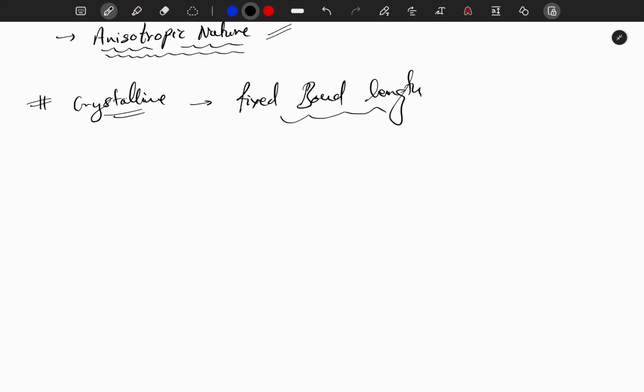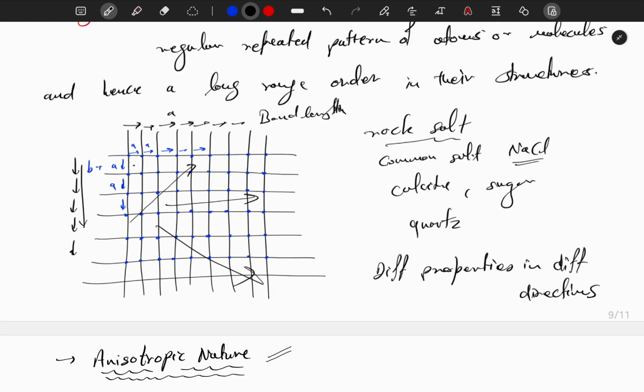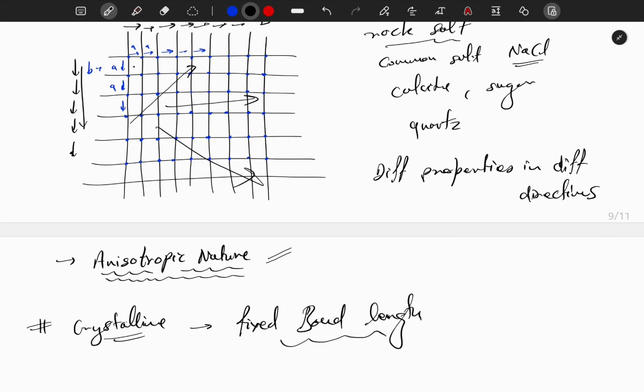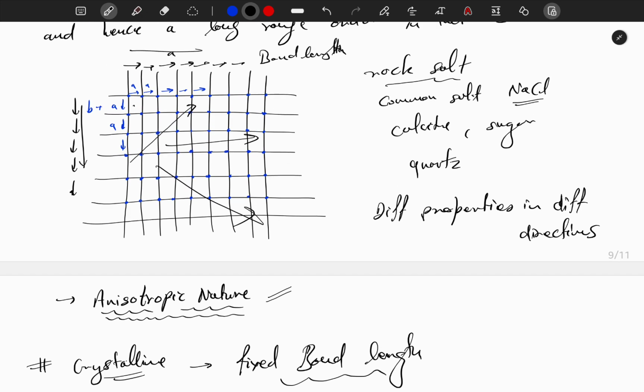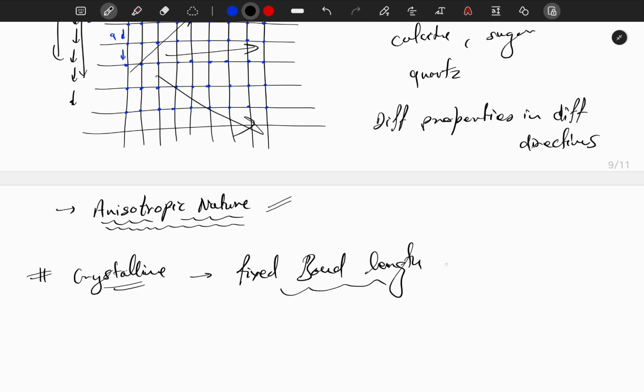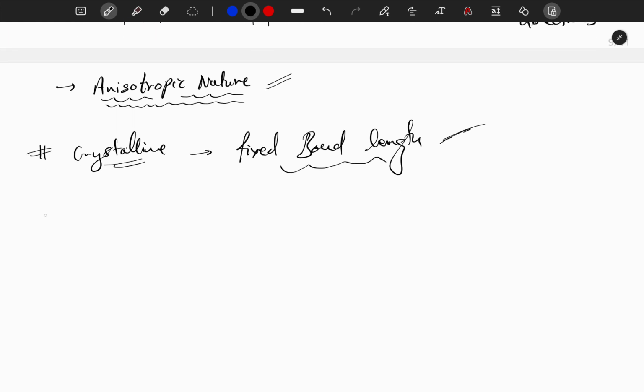Okay, fixed bond length. However, there are different bond lengths in different directions, but they are fixed. If we go in this direction, all the bond lengths are A, and if we go in this direction, all the bond lengths are B, but the bond length is fixed. So that's why crystalline solids have a sharp melting point.